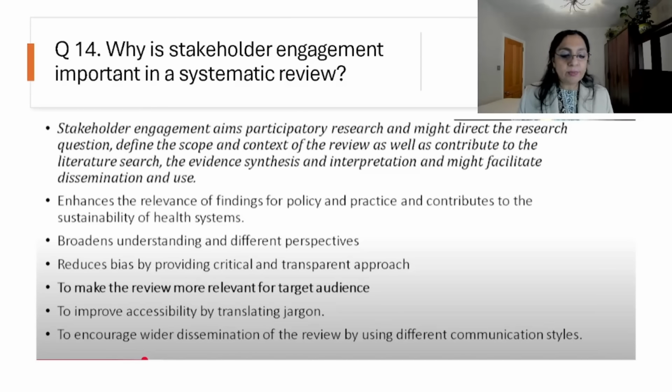It helps to reduce bias by providing a critical and transparent approach, and to make the review more relevant for the target audience. They also improve accessibility by translating jargon. Most often, involving stakeholders helps us simplify the information for the general public, and encourages wider dissemination of the review by using different communication styles. Often the stakeholders will be involved in dissemination and use of the systematic review findings, so it is an organic way for the findings to get disseminated.